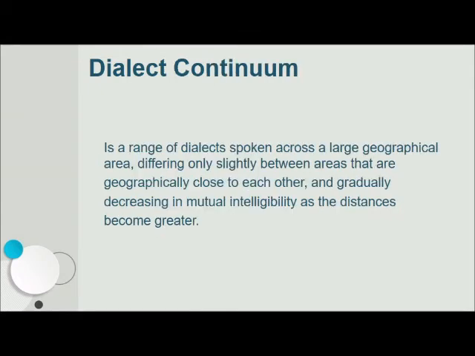Dialect continuum. A dialect continuum is a range of dialects spoken across a large geographical area, differing only slightly between areas that are geographically close to each other, and gradually decreasing in mutual intelligibility as the distance becomes greater.